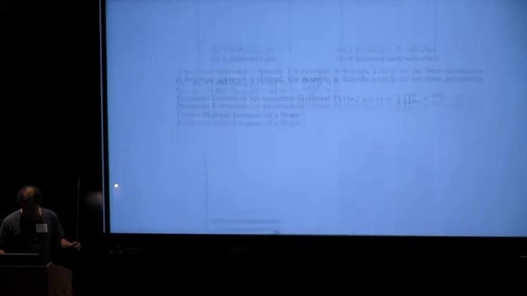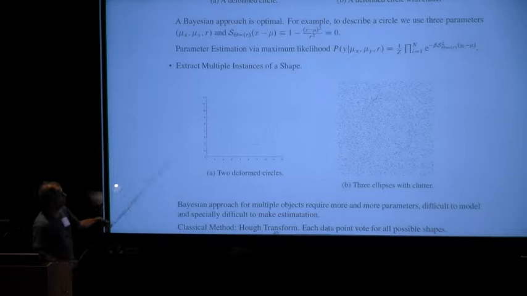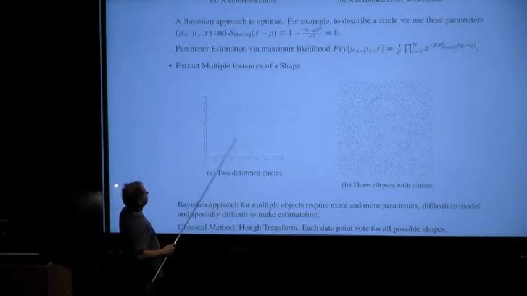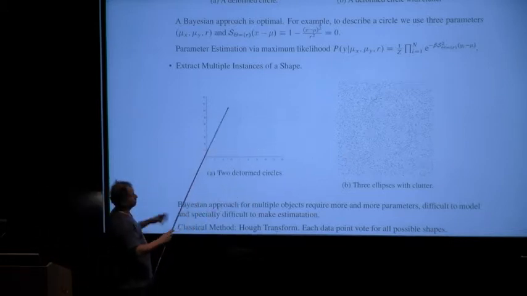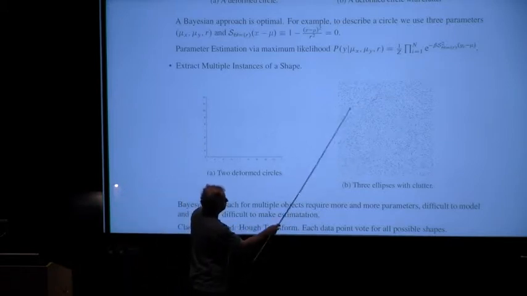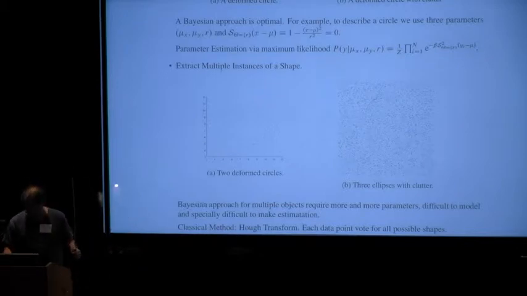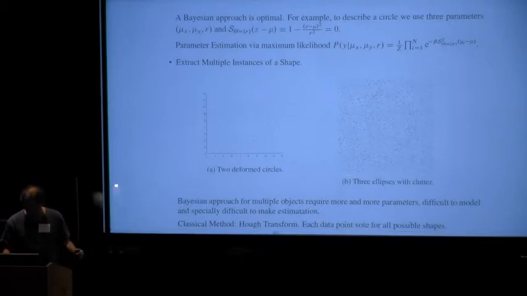And then another problem is finding multiple ellipses, deformed circles. These circles, one overlapping over the other, are deformed, and here they are somehow in clutter. So those are basic optimization problems that appear in computer vision.